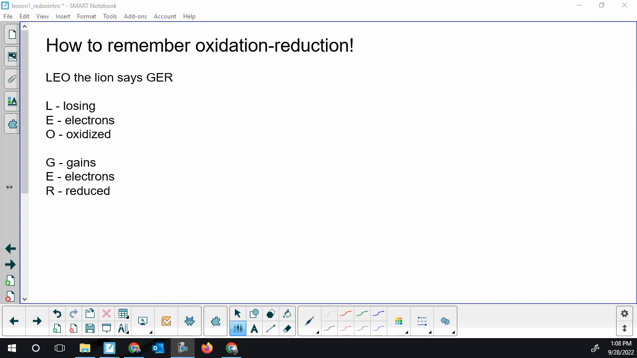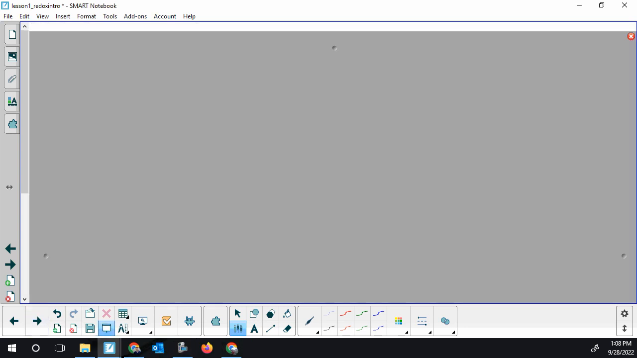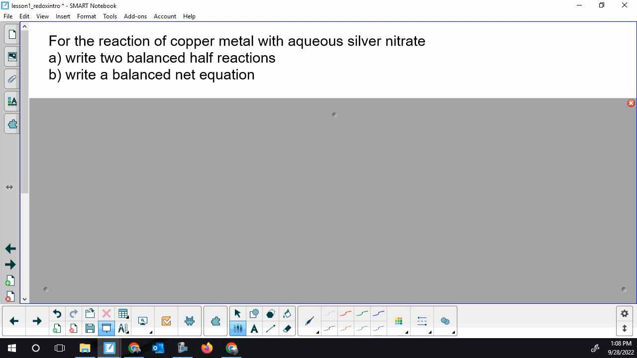So we're going to take a look at copper metal and silver nitrate. Products aren't given. This is Science 10 single replacements. We should be able to predict it. We're going to write two balanced half reactions, and then we're going to write a net that's going to look a lot like the original with spectators gone.